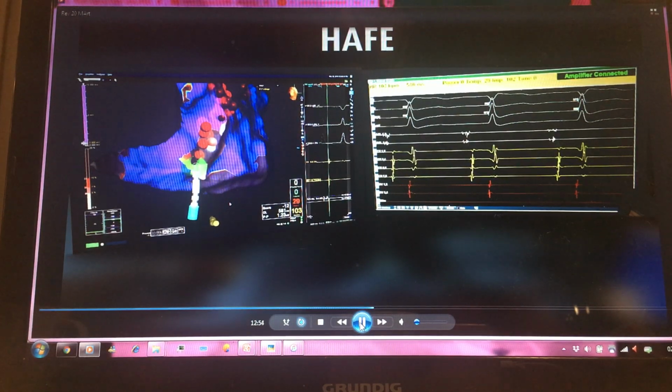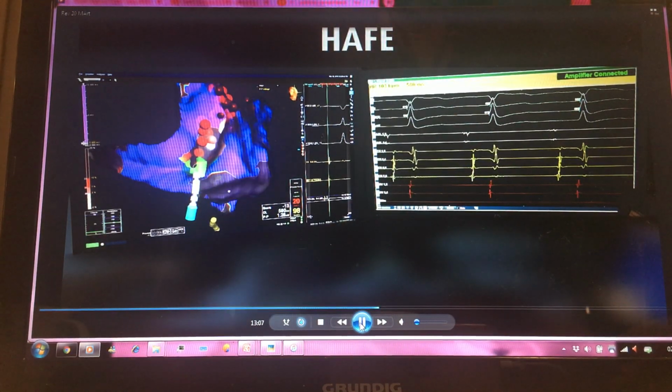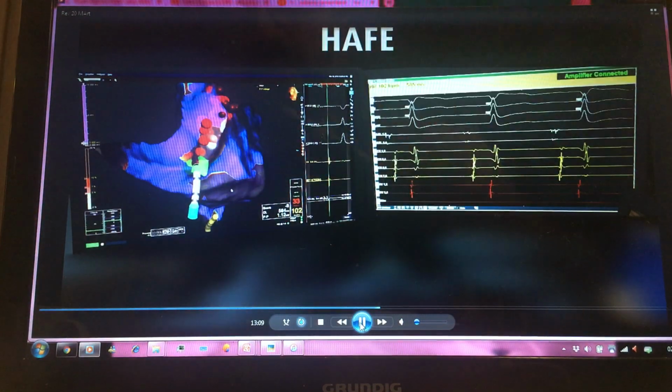Yes. Try to get good tissue contact during RF application. You can see the catheter stability. We don't use general anesthesia in this case.